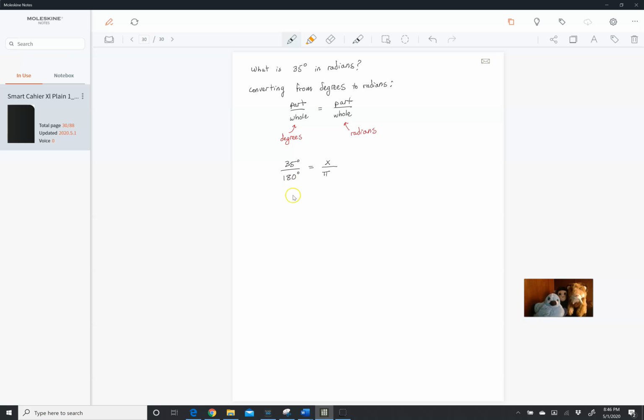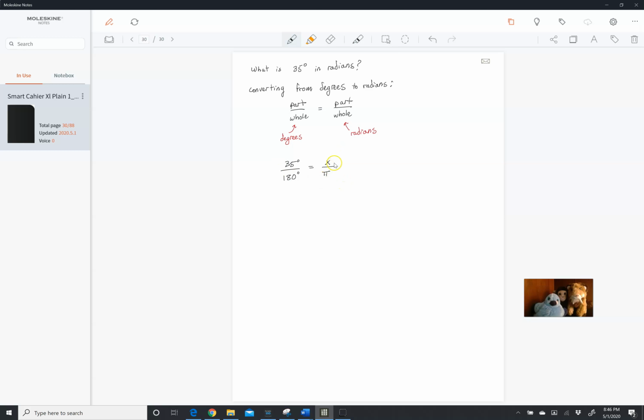So our whole, now you could use 360 degrees and 2 pi so that you're thinking of it as whole circle is equal to whole circle, or you could use 180 degrees over pi. So either way, your wholes is the whole piece. So you could think of it as half circles or whole circles. It doesn't matter, okay? So you have 35 over 180 is equal to x over pi.